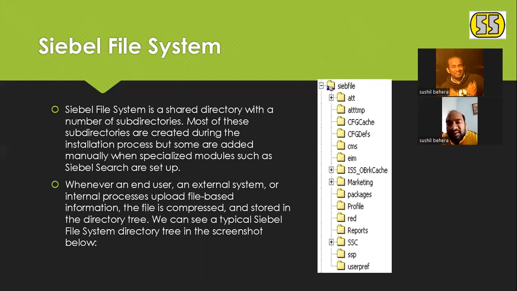Now the thing is, the file system is not a single folder where it will be dumping all the files inside a single folder. It would be difficult for Siebel to find them. So it's not a single folder. It's actually a hierarchy of folders with a lot of subfolders, and the files are kept in those subfolders, so that it makes it easy for Siebel to find the files. It will be a hierarchical folder structure where Siebel can keep our files.